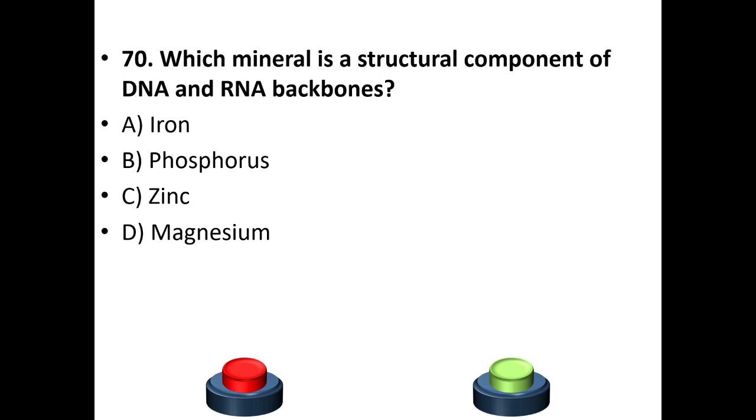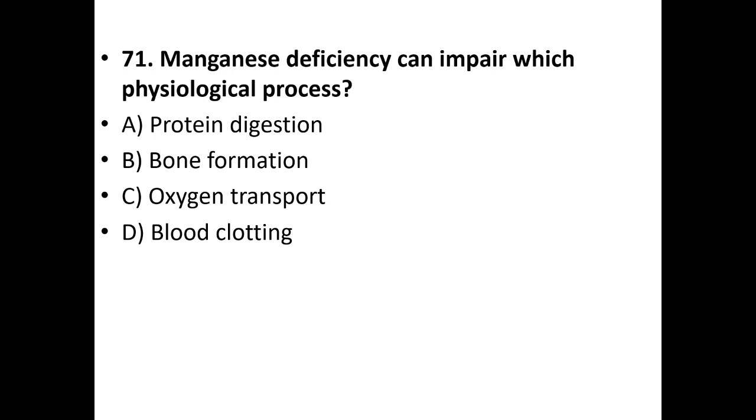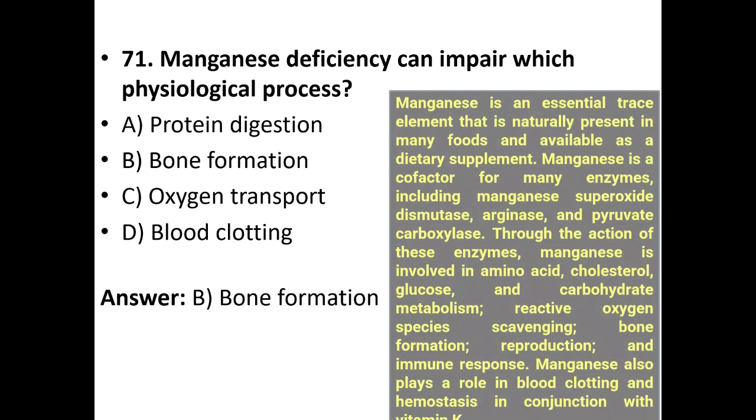Iron, phosphorus, zinc, magnesium. Which is the answer? Your answer is B, phosphorus. 71. Manganese deficiency can impair which physiological process? Protein digestion, bond formation, oxygen transport, blood clotting. Which is the answer? Your answer is B, bond formation.